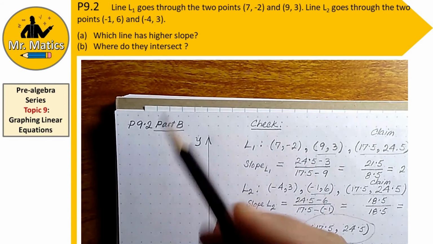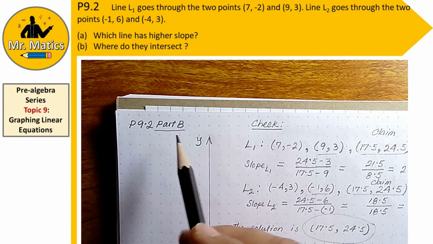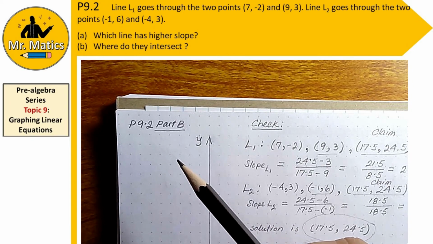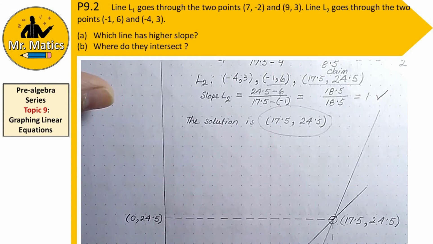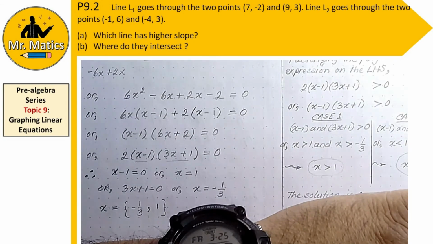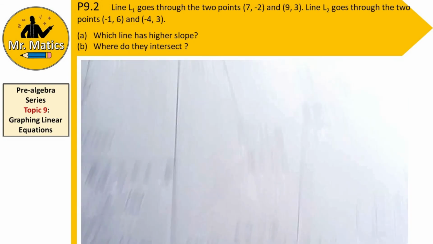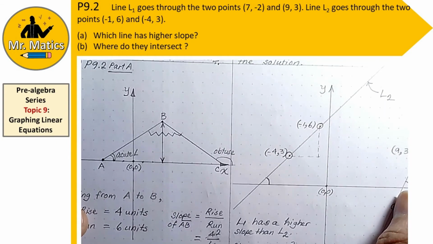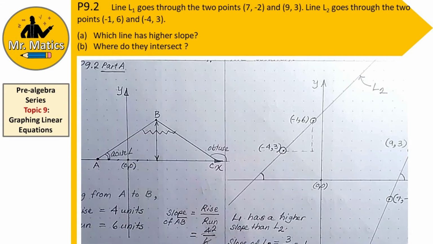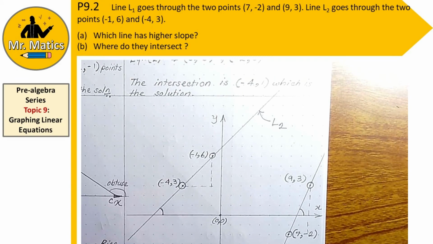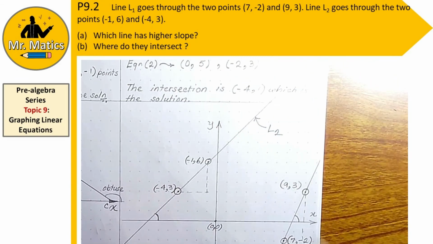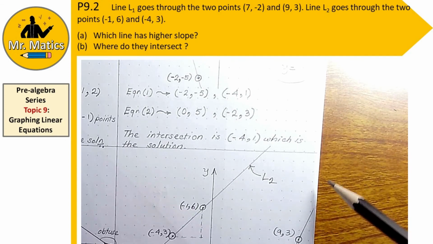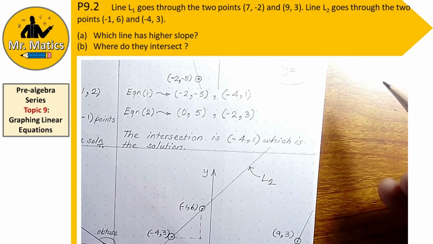Okay, in 9.2 part B, we have to find where the two lines L1 and L2 intersect. In the previous page, as we have shown, they would be meeting if we extend them further to the right. You can see here they would be meeting if I take this line further up here, and if I take this L1 line further up here. Somewhere they would be meeting.